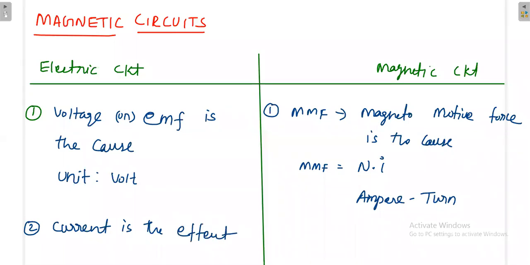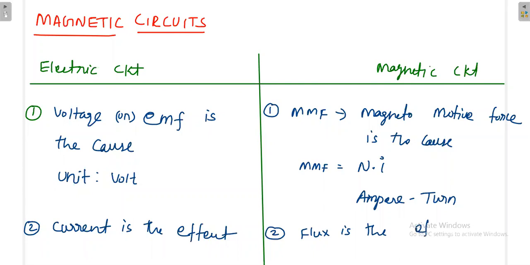Here, what is the effect? Because some current is flowing on the conductor, a magnetic field is produced. Instead of magnetic field you can say magnetic flux. When the current flows, the flux will be produced around the conductor. So the result of the current in the magnetic circuit is flux. Here the current is the effect, here flux is the effect.